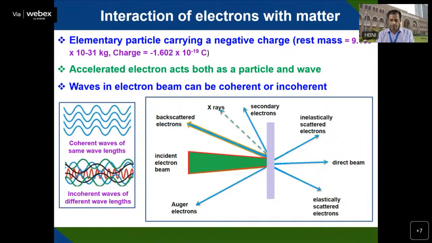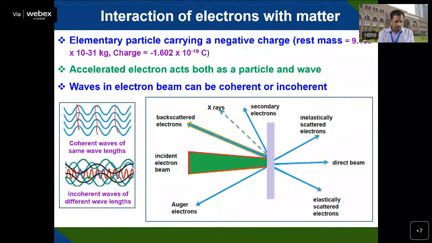An electron beam can be coherent as well as incoherent. In a coherent wave, all the phases match at the same position. In an incoherent beam, there are different wavelengths and phases, so incoherent waves are formed.